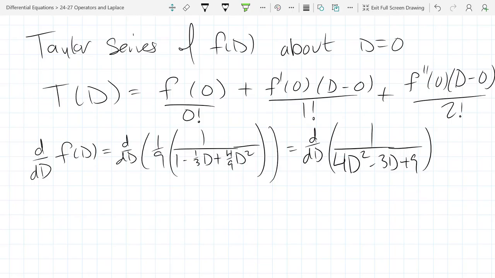I could avoid the quotient rule if I rewrote it as this polynomial to the negative first power, and I could just do a product rule instead, or a chain rule. But I'm going to leave it like this and just go quotient rule. So derivative 1 is 0. So it's going to be 0 minus 1 times, no, times the derivative of the denominator. Wow. 8d minus 3 divided by denominator squared.